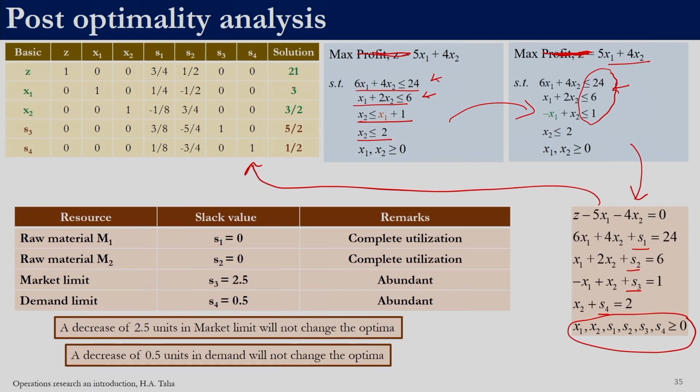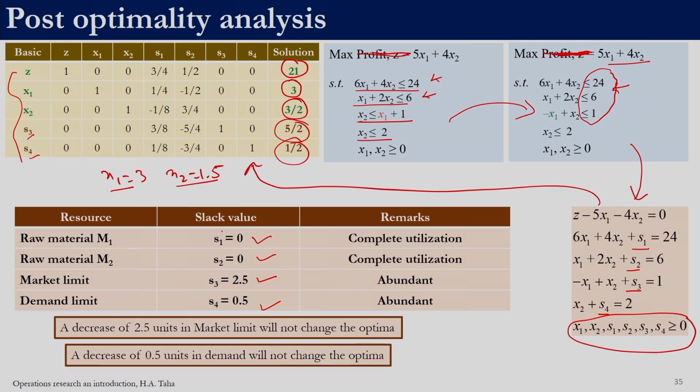In this table we know that x1 is equal to 3 and x2 is equal to 1.5, and at this point the profit that we would be making is 21 units. This is the information we sought: the optimal values of the decision variables and the corresponding objective function, right. But we can also see that the value of S3 is 5 by 2, that is 2.5, and the value of S4 is 1 by 2, and since S1 and S2 do not appear here as basic variables, their values are 0.